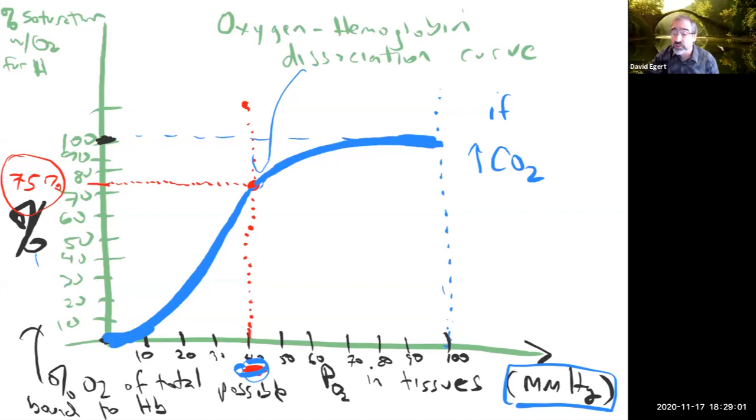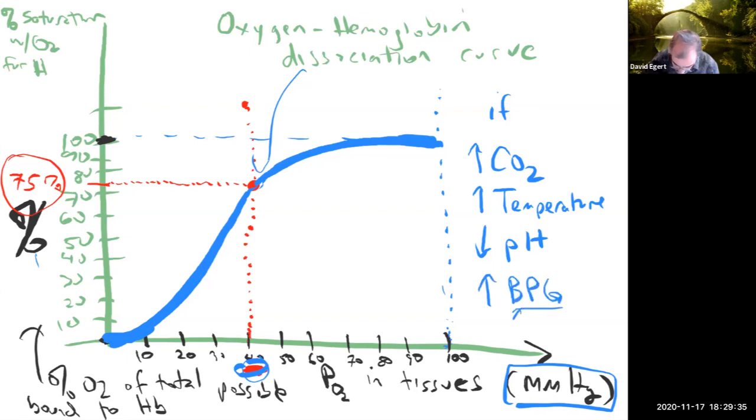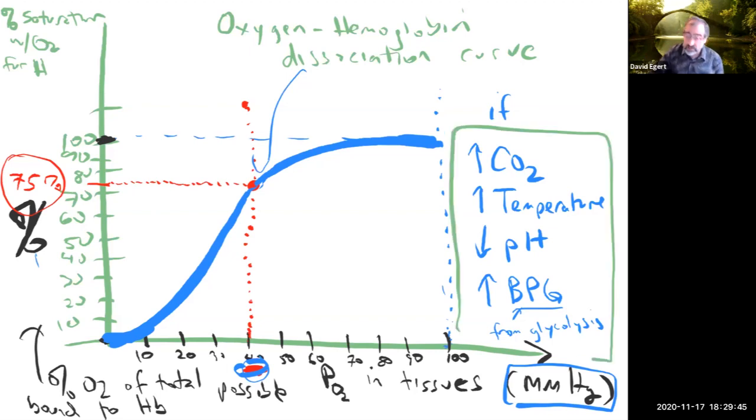Other things that happen if there's a lot of metabolic activity: there's a lot of waste heat, so there's an increase in temperature. If there's an increase in CO2, what happens to the pH, as we just saw? It goes down, more acidic, a decrease in pH. And there's also this other thing, one of the intermediates in cellular respiration, in glycolysis, called BPG, an increase in BPG. This is just from glycolysis. So any of these things are indications that there's increased metabolic activity in the tissue.